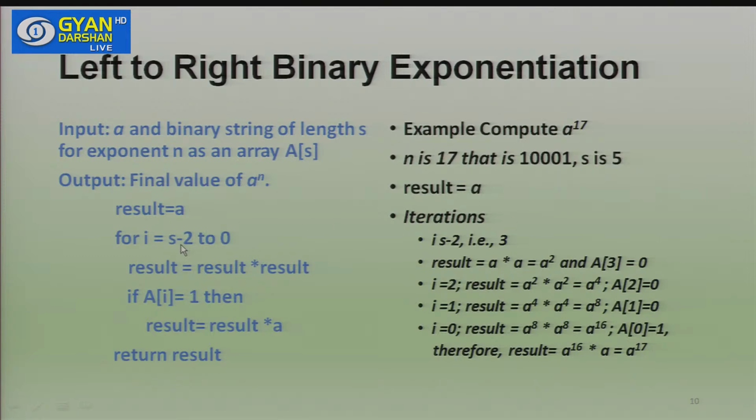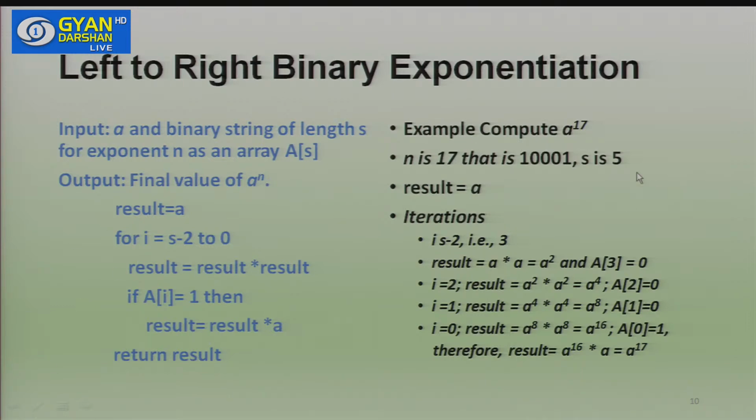So you start from top down, S minus 2 to 0. So you are starting in the array from 2 values after that and then going till 0, because AS means the values are starting from 0, 1, 2, 3 like that, okay, in reverse order. And then you are simply multiplying result with result. That is, every time you are squaring the value which you have obtained. And finally, if AI equals 1, then result is basically result multiplied with A, and finally you return the result.